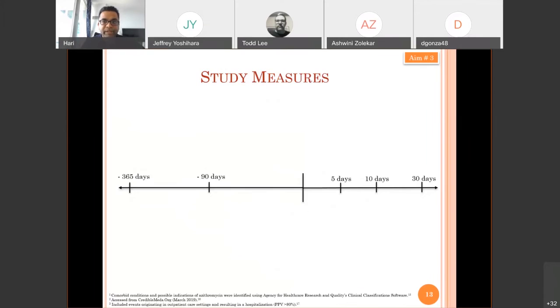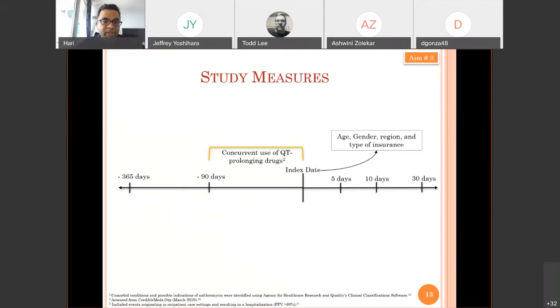Okay. Next, let me talk about the study measures. At the index date, the date of patients receiving either azithromycin or amoxicillin, we measured patients' age, gender, region, and type of insurance. Within the 90 days prior to the index date is when we measured the concurrent use of QT prolonging medications. The way we did this was by looking at the day supply. We allowed for a 15% gap in those day supplies and saw if there was an overlap of those day supplies with the index therapy. And we classified those medications as QT prolonging medication.